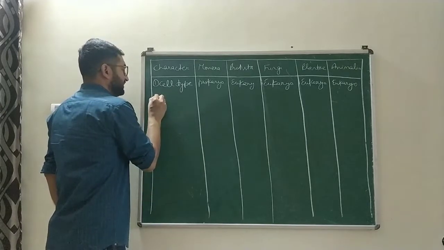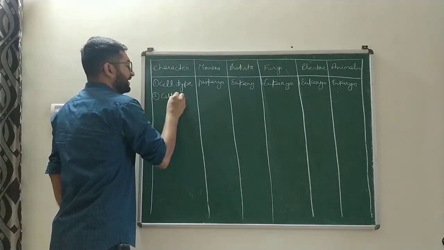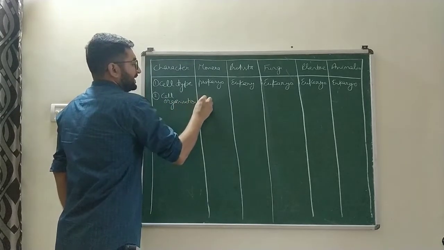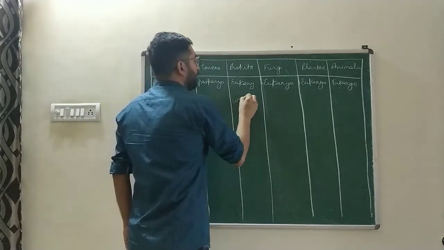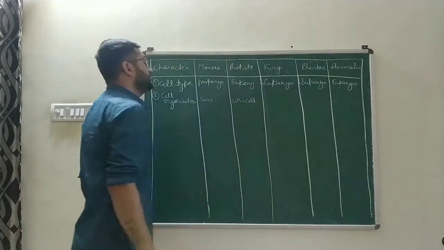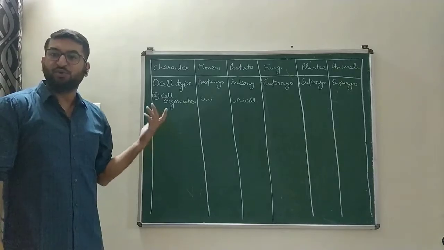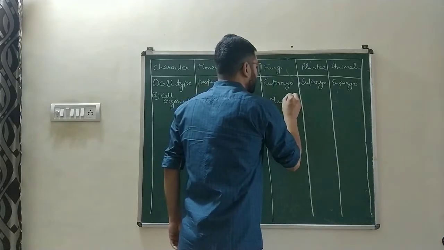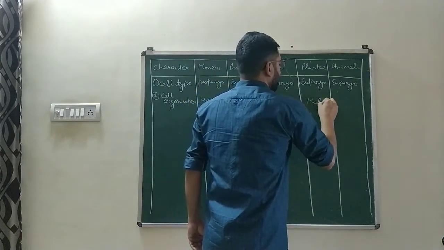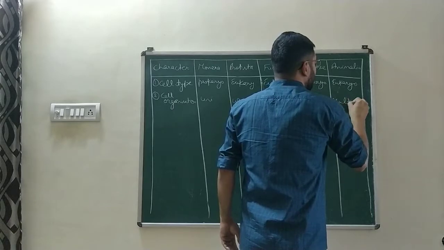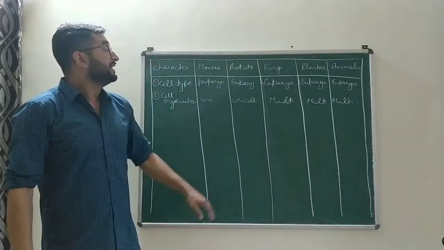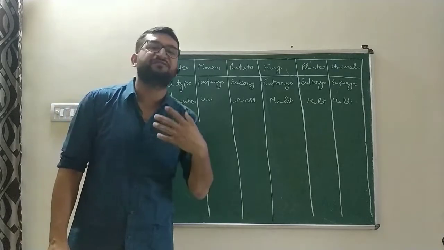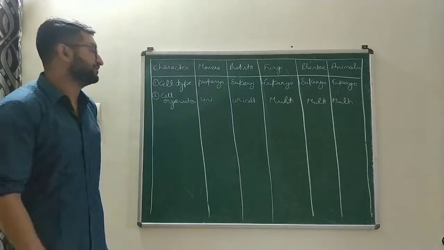Next, cell organization. Both the Monera and Protista are unicellular kingdoms. They only possess one cell, and the fungi, Plantae, and Animalia are multicellular kingdoms. In fungi, there is one exception. It is the yeast. That is the only fungus which has unicellular composition.